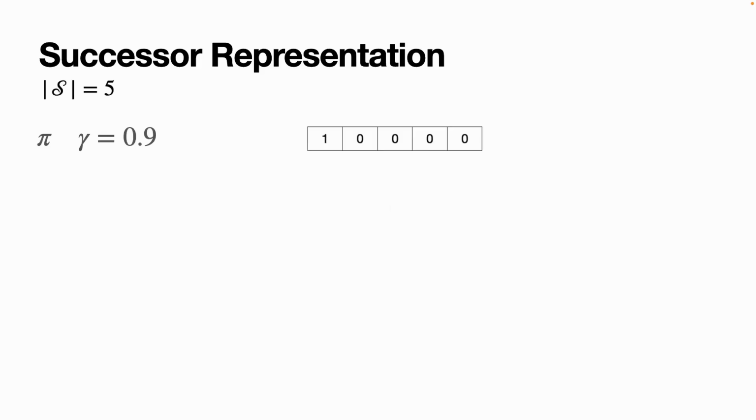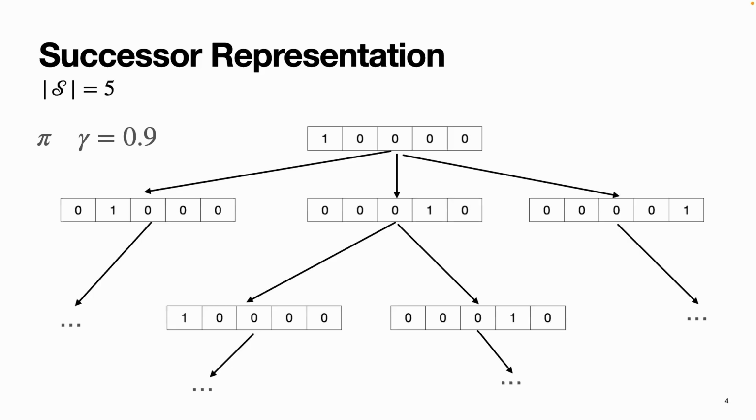So in this example, we have 5 states. Every state can be represented by a one-hot vector. And let's say we start in this particular state, the one-hot vector with a 1 in the first entry, indicating the first state. And if the agent starts here and follows the policy, there are different probabilities of reaching different next states, and so on. So we can enumerate all the future probabilities, future outcomes, possibilities. And what the successor representation does is that this vector summarizes all of these future visitations.